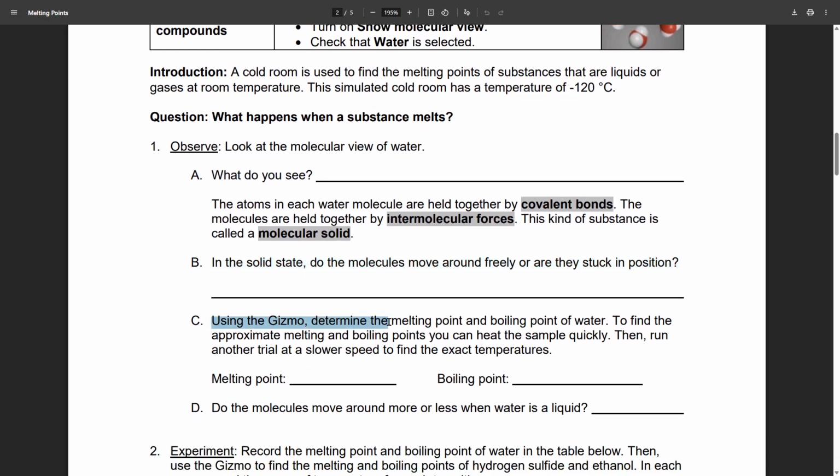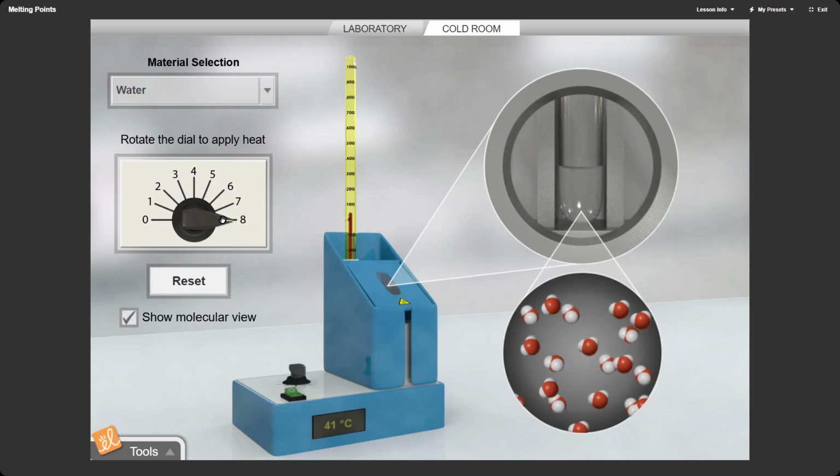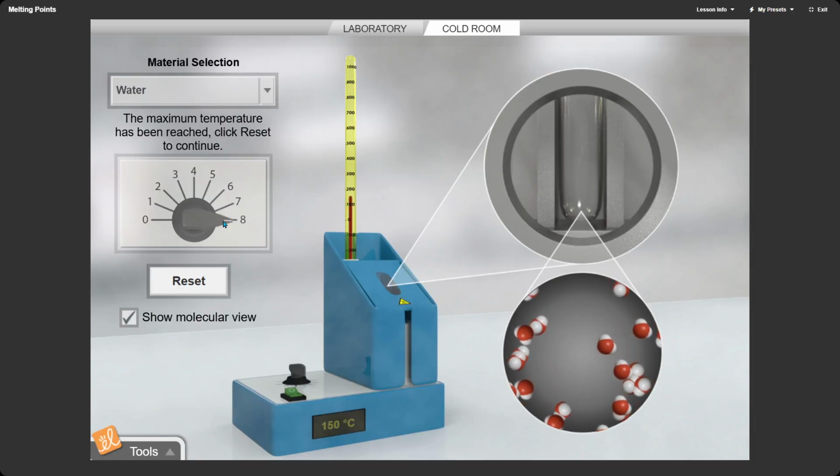Using the gizmo, determine the melting point and the boiling point of water. To find the approximate melting and boiling points, you can heat the sample quickly, then run another trial slowly to find the exact temperatures. So what they're saying is you can go ahead and turn it up very quickly and see the temperatures for the boiling and melting point.